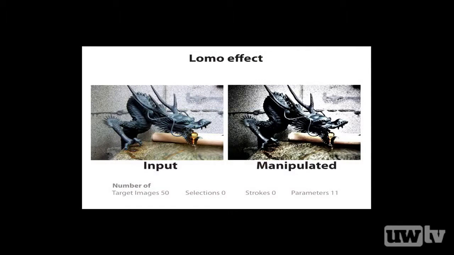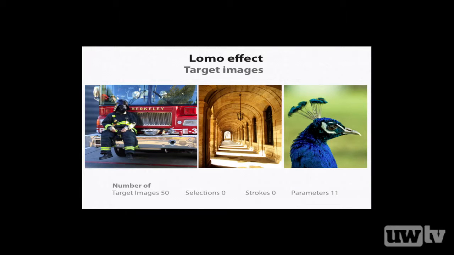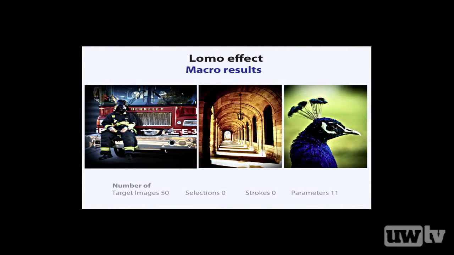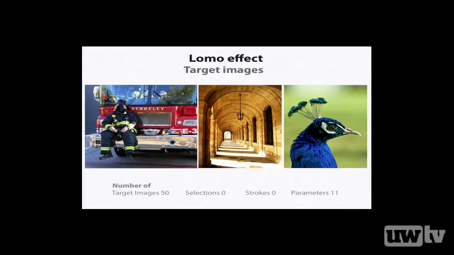So here's the low-mo manipulation that we saw earlier, where we darken the corners of the image and increase the contrast. And so this is an example of a training demonstration. Here are some new target images that we would like to apply this manipulation to. And here are automatic results. So as you can see, our method correctly applied the vignetting and increased the contrast. Let me just switch back to the target again. And our results.